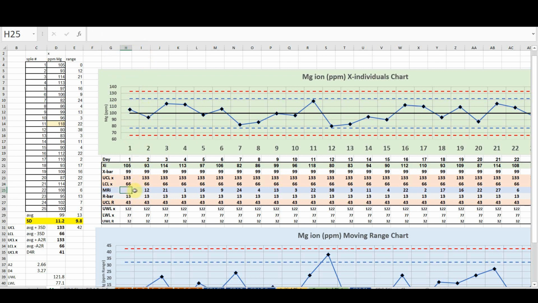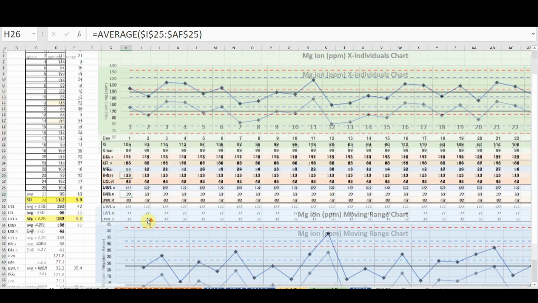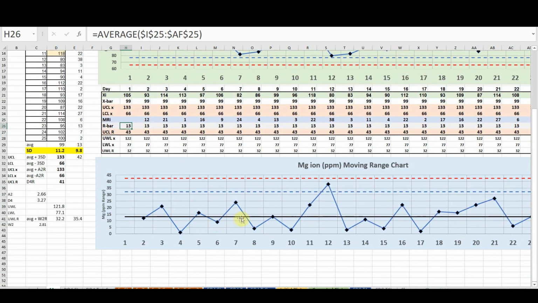Here in row 25 we have the moving range. I don't have a value for the first point, but I do have one for the second. It's the absolute value of the difference between 2 consecutive individual values in row 21. The R bar is the average of all your range values taken from row 25. And again, use absolute references so you can drag it across. It'll be constant. And this will be it on the range chart down here, this line.